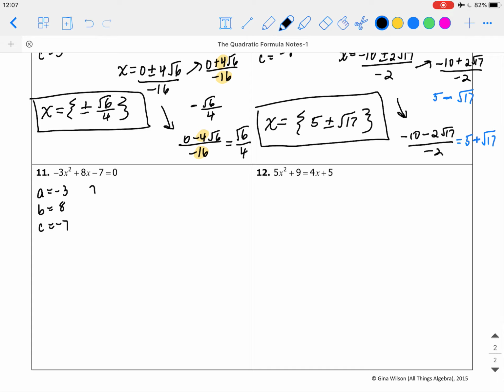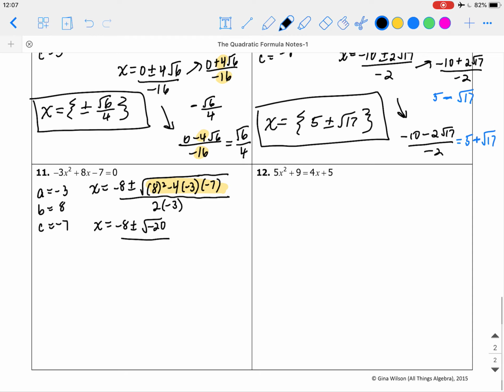So I have x is equal to the opposite of B, plus or minus the square root of B squared minus 4AC, all over 2 times A, which is negative 3. All right, so let's go ahead, let's simplify everybody underneath this radical. So I have x is equal to negative 8 plus or minus. Everybody under that radical will simplify to be a negative 20. And then 2 times negative 3 will give me a negative 6. Okay, let's simplify our 2 equations.